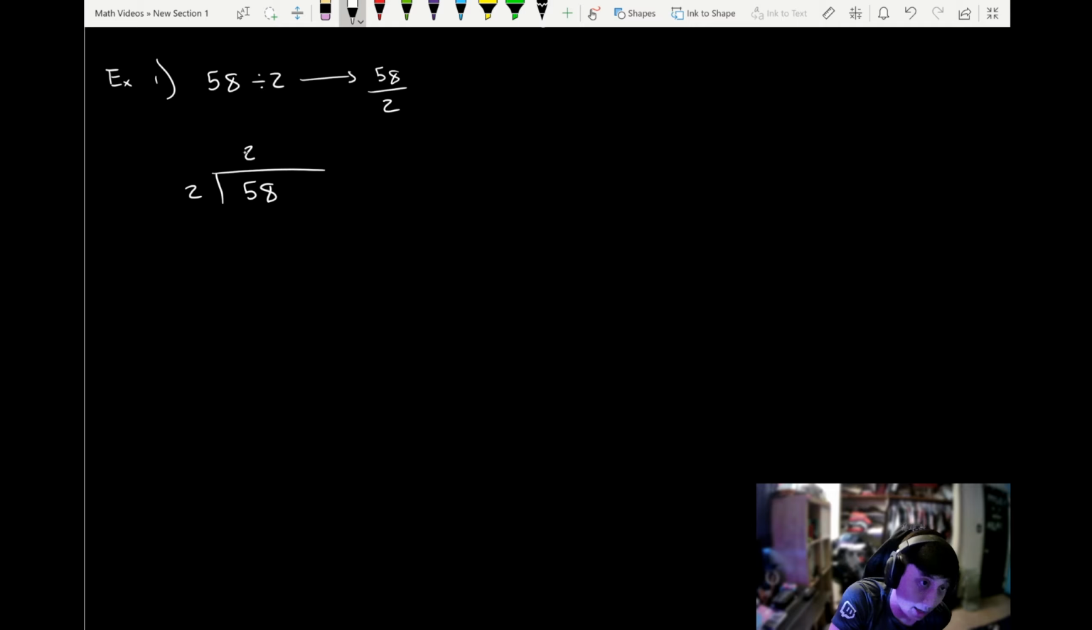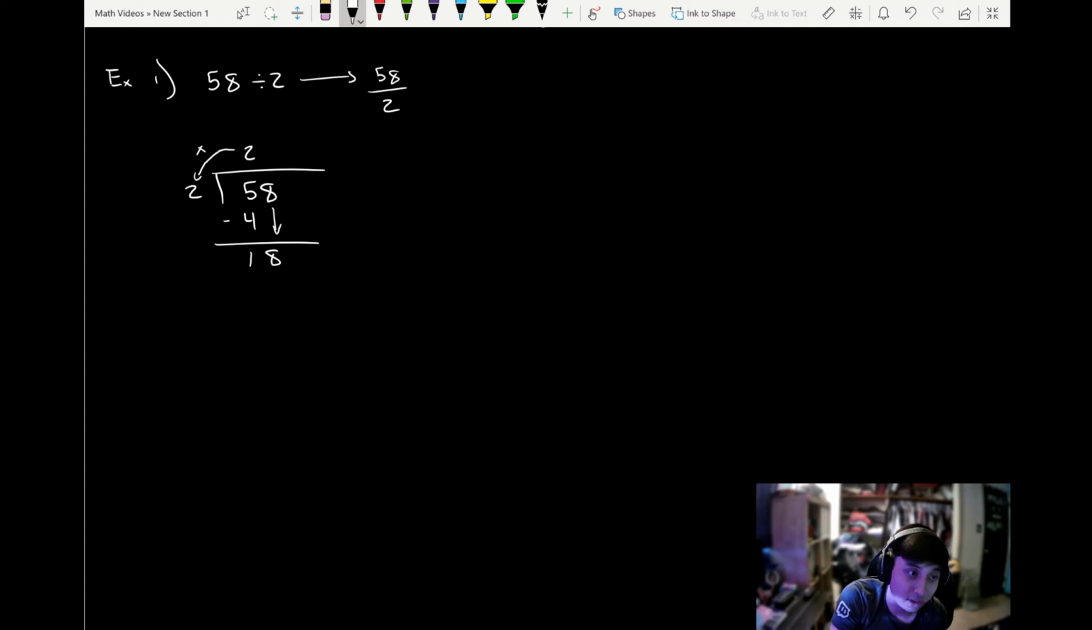And then we multiply that number on the top now by our divisor, right? Multiply, which is 4. And then we write it underneath the 5. And now we subtract. 5 minus 4 is 1. And then we bring down the next digit and drop it down here.